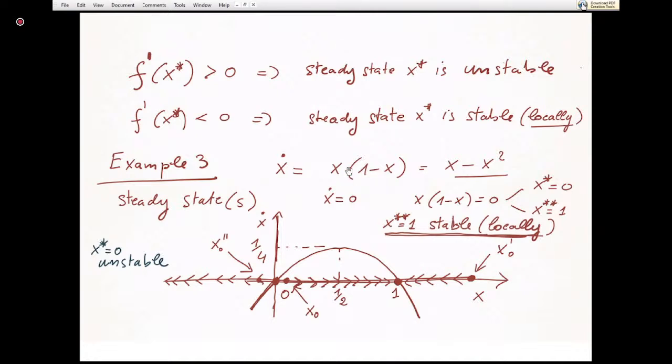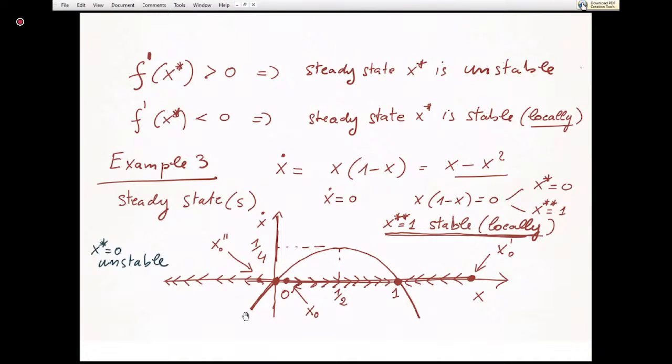There are two steady states in principle. One is x equal to 0, x dot equal to 0. And the other one is x equal to 1. So x star equal to 0, x double star equal to 1. Why? Because they are the solutions to x times 1 minus x equal to 0. Or they are the zeros of this simple parabola.